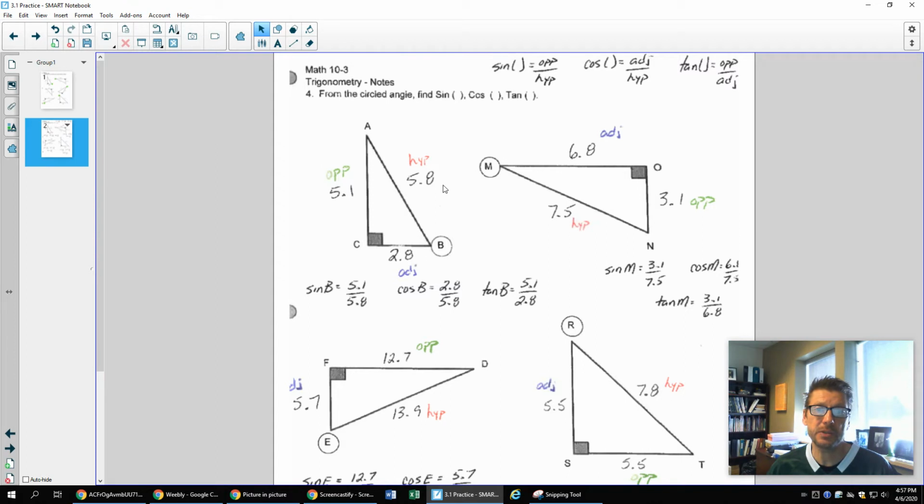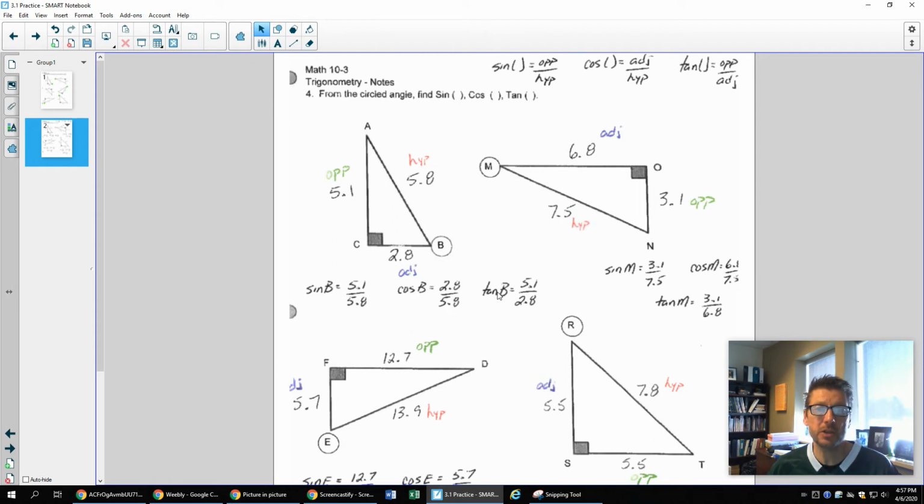Once I have these three sides labeled, I know that my sine ratio is opposite over hypotenuse. Sine of angle B, because I circled B, the opposite side is 5.1 and the hypotenuse is 5.8. The cosine ratio, cosine of B, is adjacent over hypotenuse. So I go to B, my adjacent side is 2.8, and my hypotenuse is still 5.8. So the cosine ratio, again a ratio between two sides, is 2.8 to 5.8.